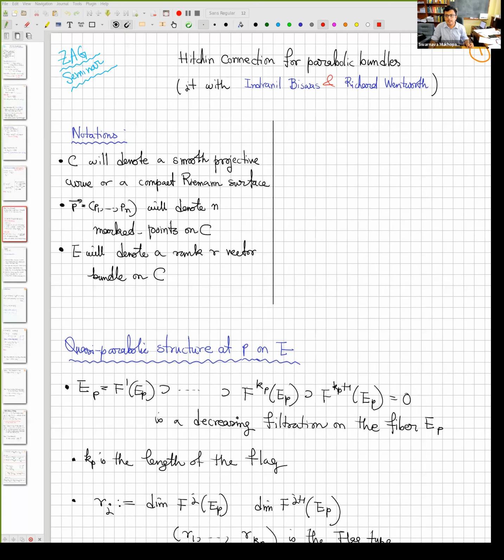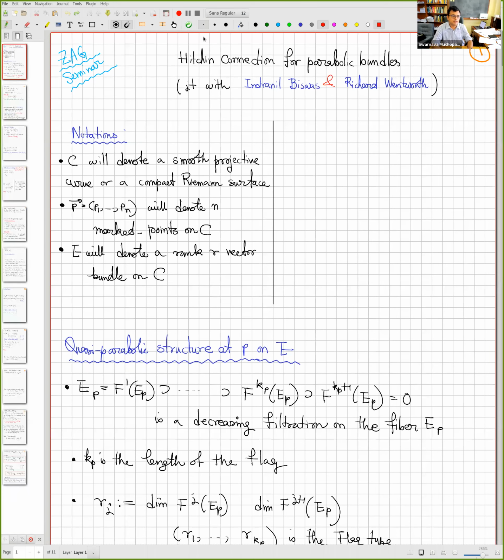So what's the context today? We have a family of smooth projective varieties, call this pi. And suppose I have a line bundle on the top, and I consider the coherent sheaf given by the push forward of this line bundle.